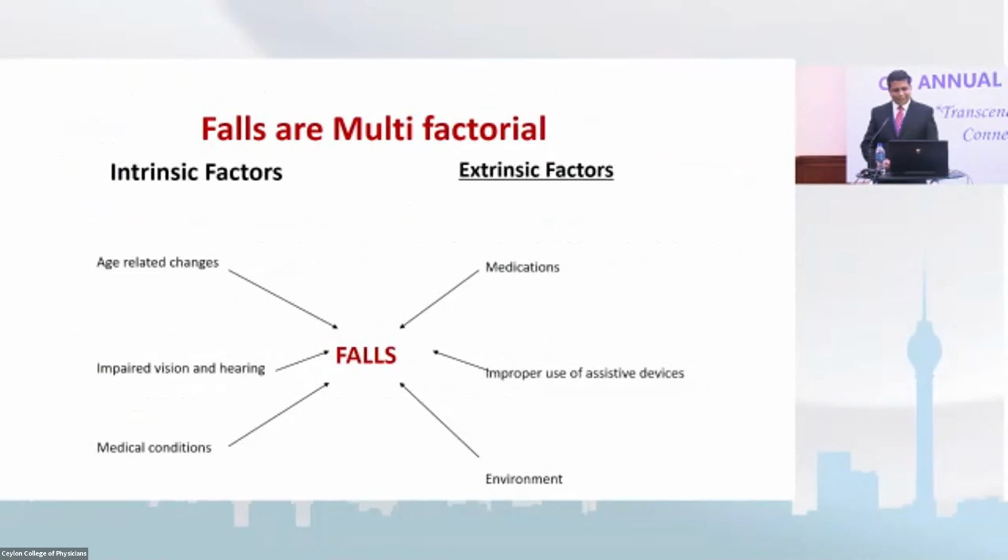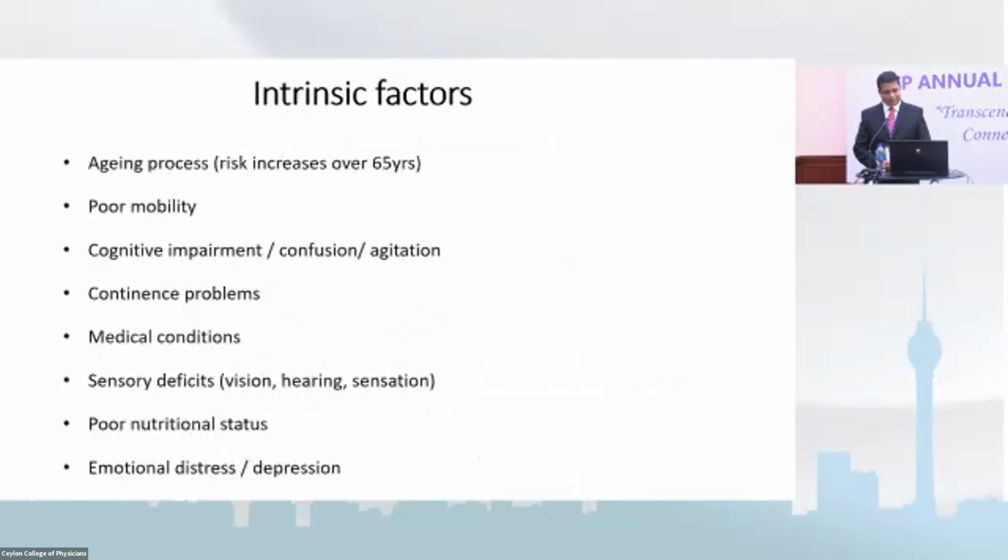Falls are multifactorial, and as I mentioned here, there are intrinsic factors as well as extrinsic factors. Intrinsic factors are age-related changes, visual and hearing problems, and medical conditions. Extrinsic factors are medications, inappropriate devices, and environmental things. When we are evaluating and assessing a patient who comes with a fall, the important thing is to look at these intrinsic and extrinsic factors. I am saying these things in detail because when we are assessing cases, it's very important. So what are the intrinsic factors?